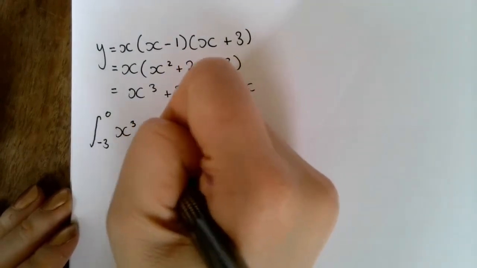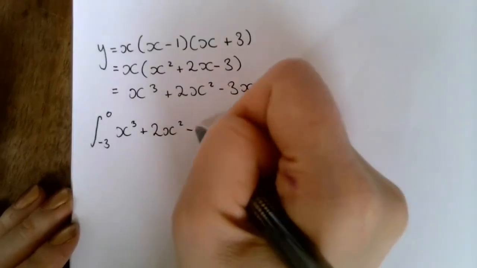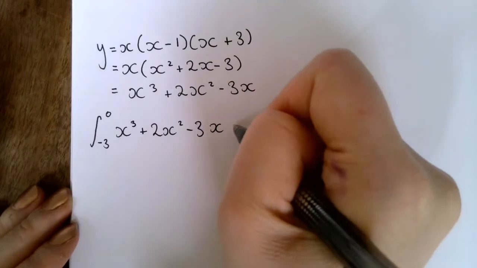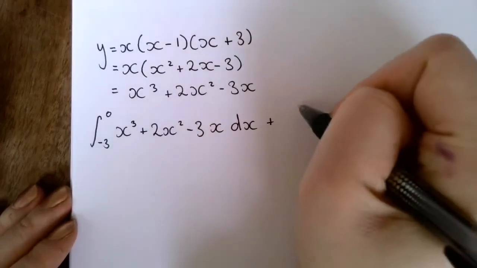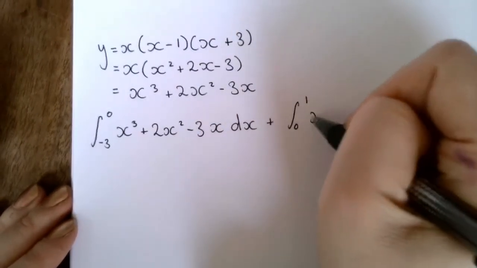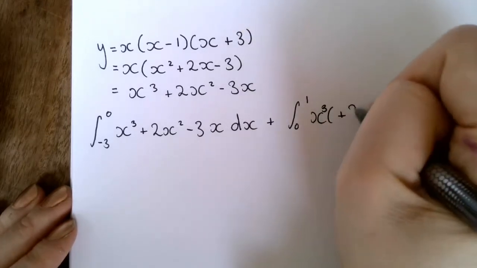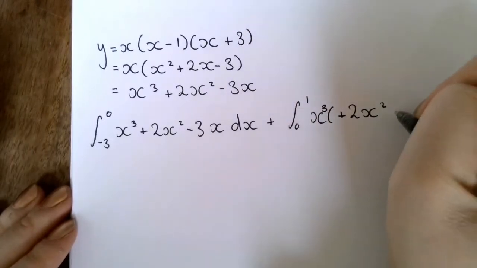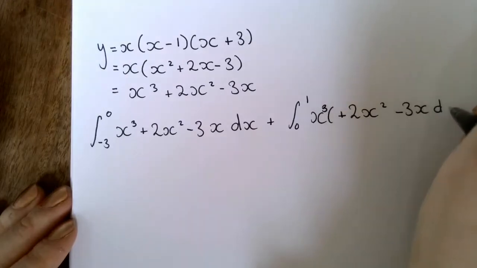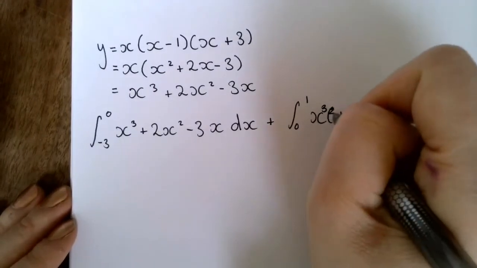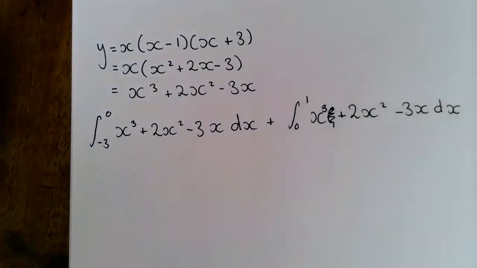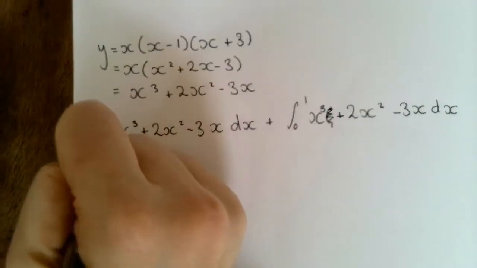So I'm going to rewrite the integration that I want to do now. Remember, we're doing it in two parts. We're doing it from negative 3 to 0 first, and then we're doing it from 0 to 1. x cubed plus 2x squared minus 3x dx. Just ignore that bracket.